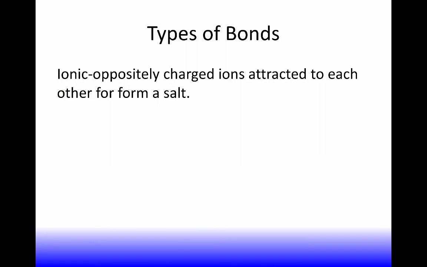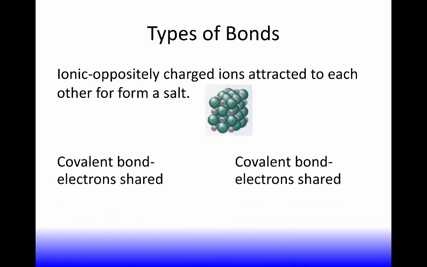Now, again, ionic bonds have oppositely charged ions attracted to each other to form a salt. Now, salt just means ionic compound. Here it's sodium chloride, so it's table salt. But you've got negatively charged chloride ions alternating in this structure with positively charged sodium ions. And they're held together by electrostatic attractive forces.